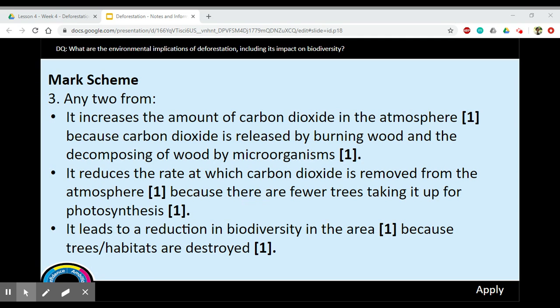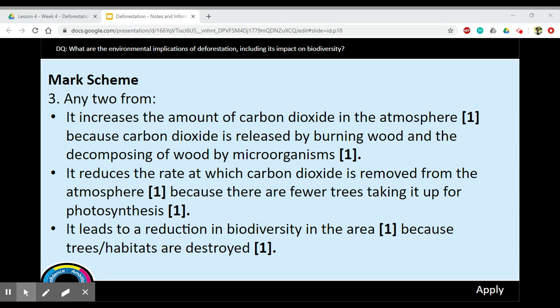It increases the amount of carbon dioxide in the atmosphere. So you get a point just for saying it increases carbon dioxide, because carbon dioxide is released by burning wood and the decomposing of wood by microorganisms. So you get 2 points if you wrote that.